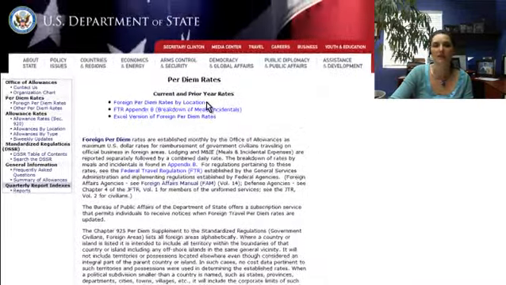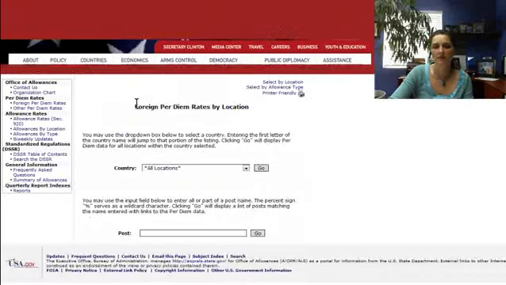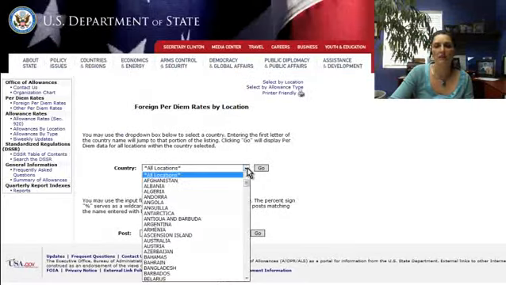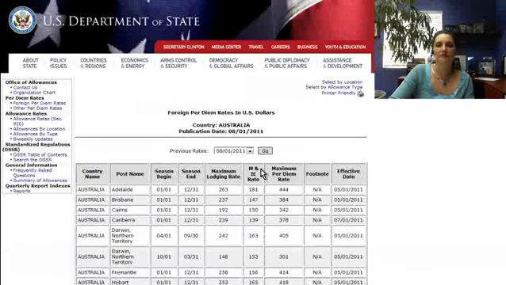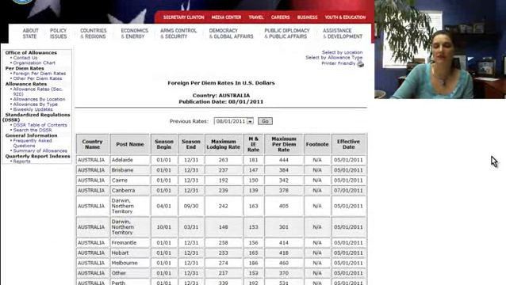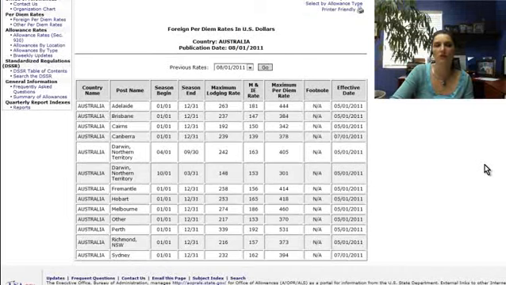Now, this same information can be found on the U.S. Department of State website, and if you do happen to go to that site instead, we'll just click on the foreign per diem rates by location. And then, of course, you have a drop-down menu for the country. Let's just pick Australia and click Go. And then, of course, it asks you to select the month. It just landed by default on August of 2011 because that's the date that I'm teaching this course.